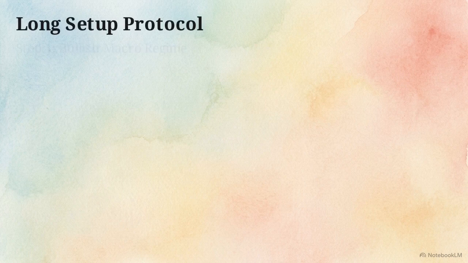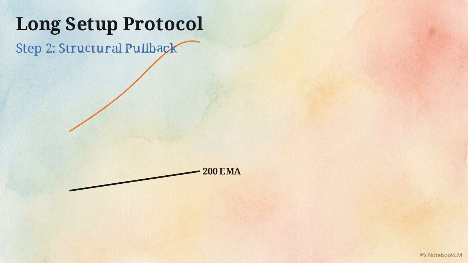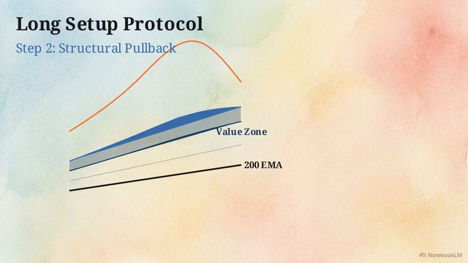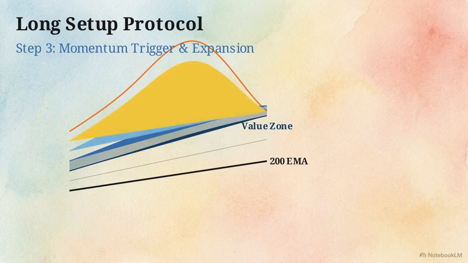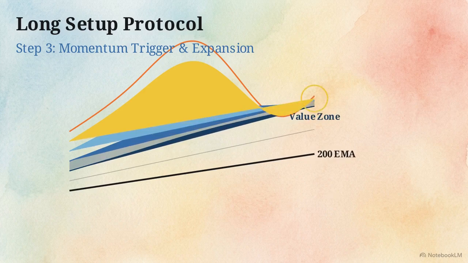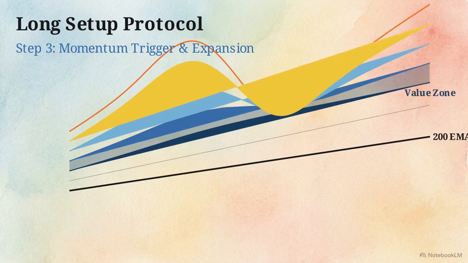Step 1. Verify the macro regime is completely bullish. Price must be above the 200 EMA and the 200 must be sloping upward. Step 2. Wait for the price to retrace downward into the 20 or 50 EMA value zone. Remember, we do not buy the initial breakout, we buy the structural pullback. Step 3. Trigger the entry only when the 9 crosses above the 20 and the 5 crosses above the 9. This confirms momentum is back online and reestablishes perfect ribbon expansion.